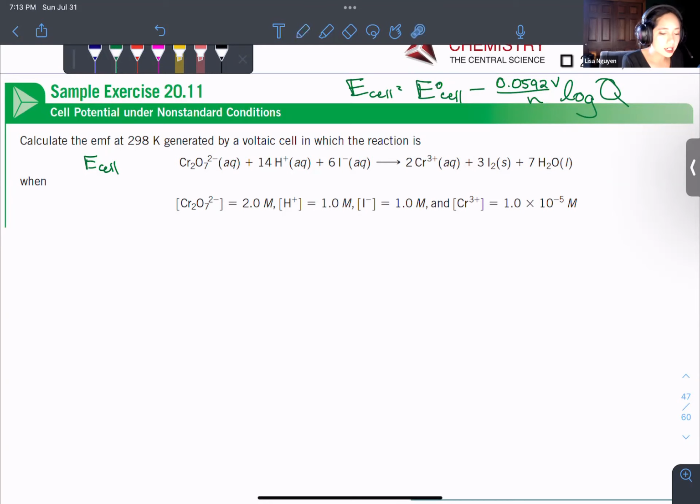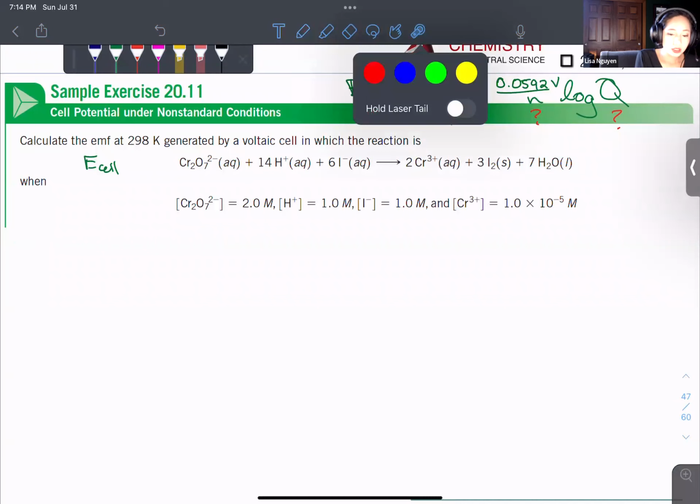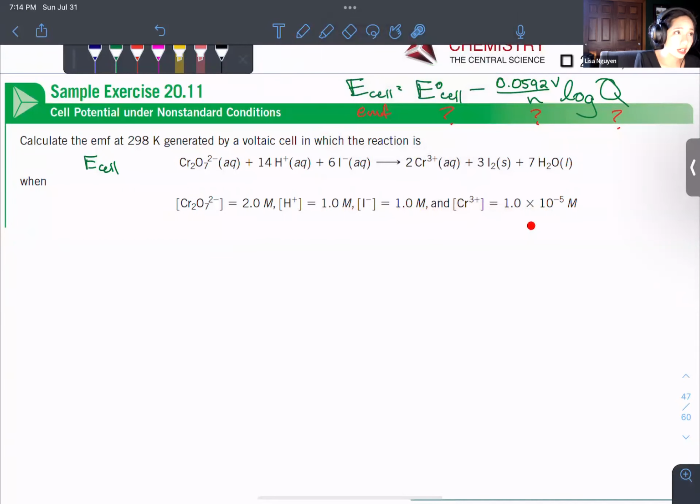So recognize here what we need in order to calculate EMF. EMF is our E cell at not standard conditions. So the pieces of information we need are the cell potential at standard conditions. We need to figure that out. We need to figure out what N is, and we need to figure out what Q is. So let's recognize that Q comes from the concentrations that are given. N comes from the number of electrons that are involved in this reaction. E cell not comes from us identifying what's being oxidized, what's being reduced.